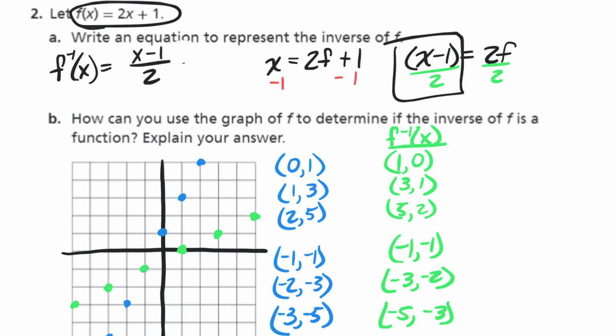These are known as reflected across the origin, which is this diagonal line, but what you'll see is every point is equal distance from that line. That's when you know you have inverse functions. We have no repeats in the x's or the y's, so this is a 1-to-1 function.